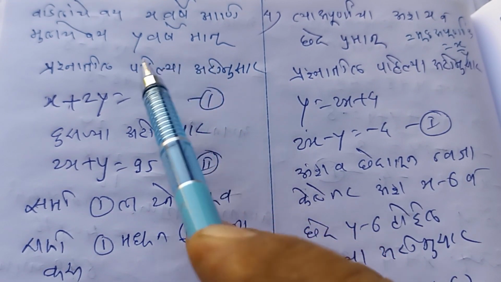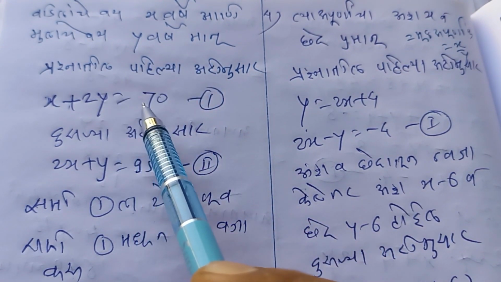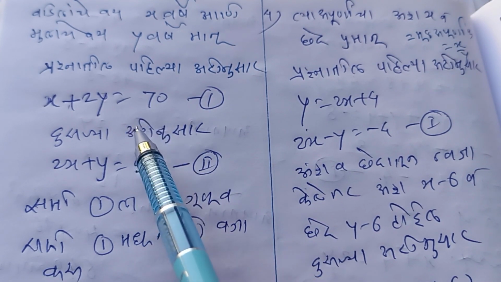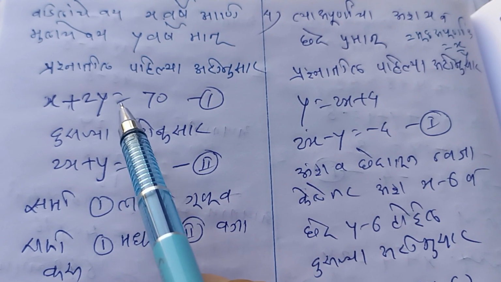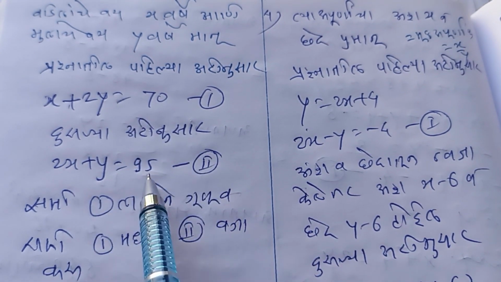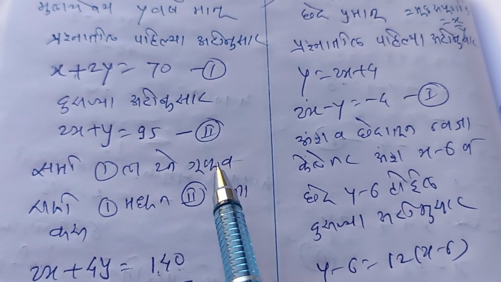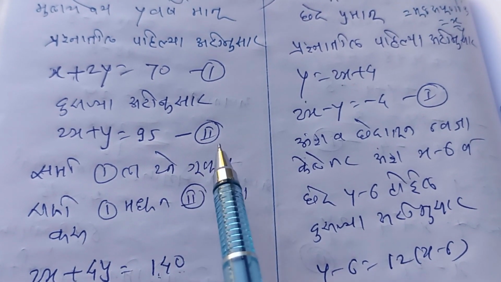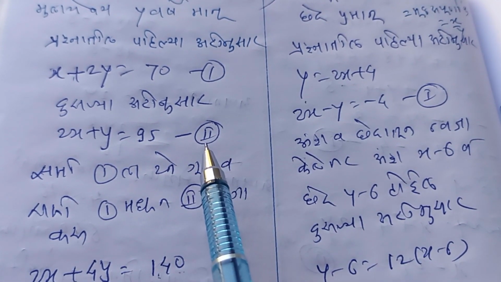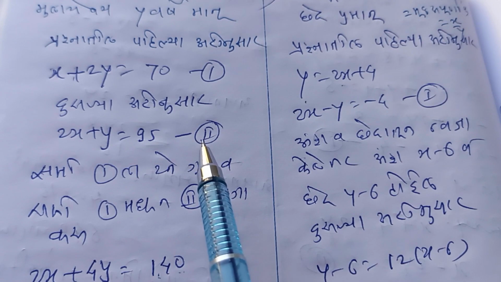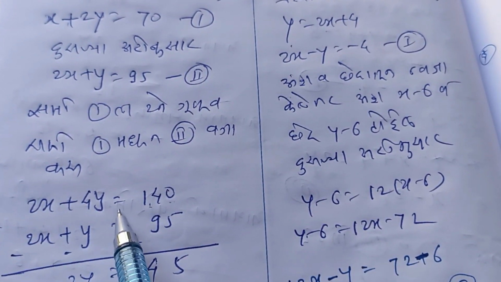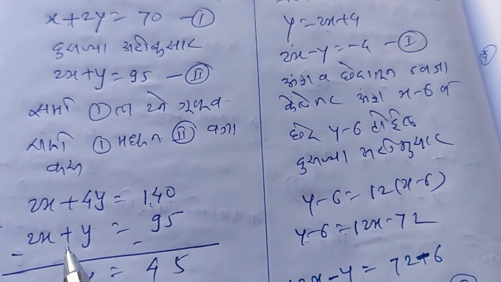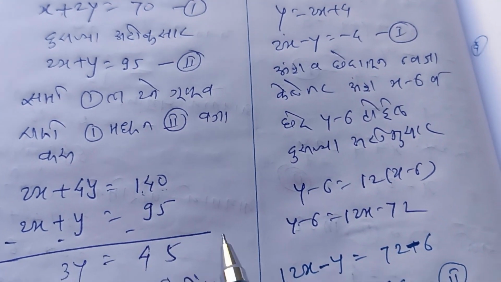From the first condition, x plus 2y is equal to 70. From the second condition, 2x plus y is equal to 95. Multiplying equation 1 by 2 and subtracting equation 1 from 2, we get 2x plus 4y is equal to 140 and 2x plus y is equal to 95.